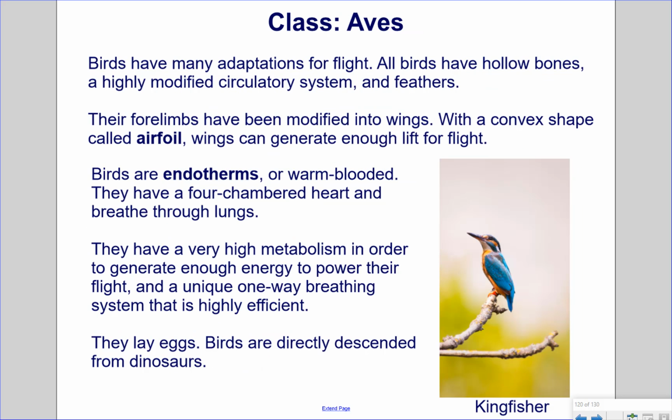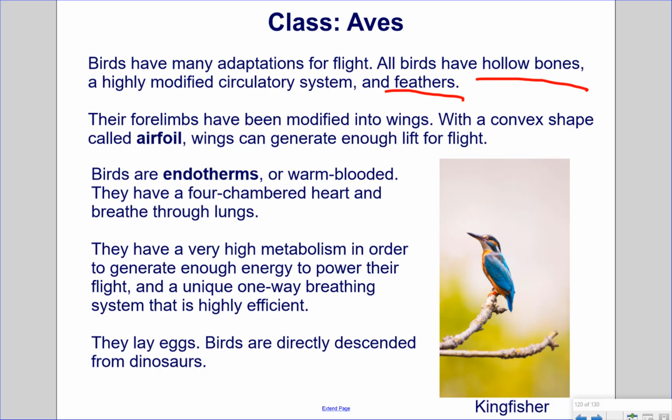Class Aves. Birds have many adaptations for flight. All birds have hollow bones, a highly modified circulatory system, and feathers. Their forelimbs have been modified into wings. With a convex shape called airfoil, wings can generate enough lift for flight.